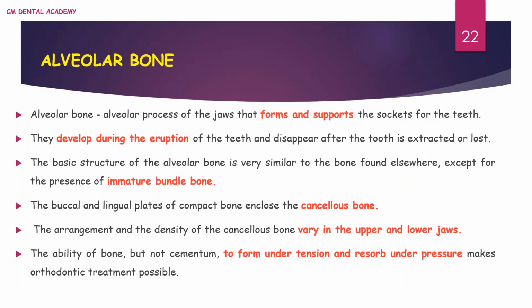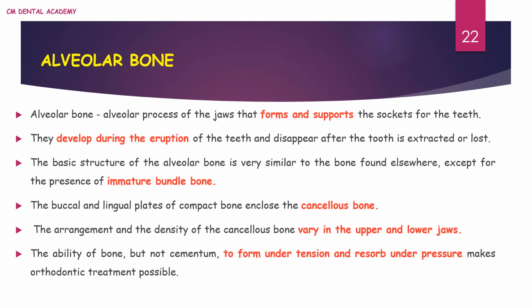Alveolar bone. It is present in the form of alveolar processes of the jaw that forms and supports the tooth socket. It develops during the tooth eruption. Once the teeth are exfoliated, these alveolar processes resolve. The basic structure of the bone is very similar to that of bone elsewhere found in the human body, and it also shows the presence of immature bundle bone.